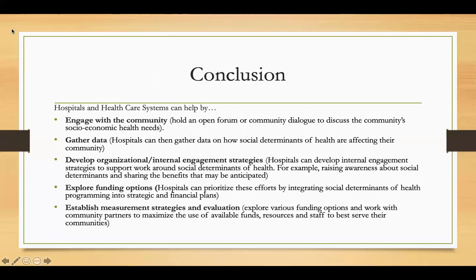And so to conclude, I just want to talk about how hospitals and healthcare systems can help educate people on these social determinants, and how we can help our populations become healthier as a whole. Things we can do is we can engage with the community, we can gather data, develop organizational internal engagement strategies, explore funding options, and establish measurement strategies and evaluations.